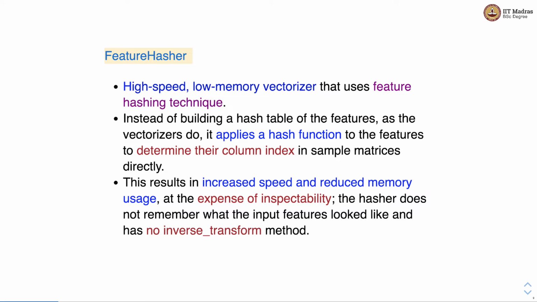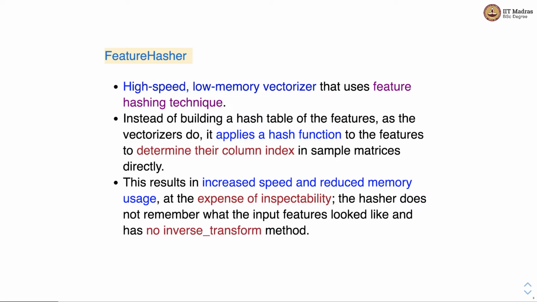This of course results in increased speed and reduced memory usage, because now we are not building any kind of hash table. However, there is a cost that we pay, and that cost is inspectability. We are not able to inspect the features because the hasher does not remember what the original input was, and it does not have an inverse_transform method to convert the transformed feature back to its original form.